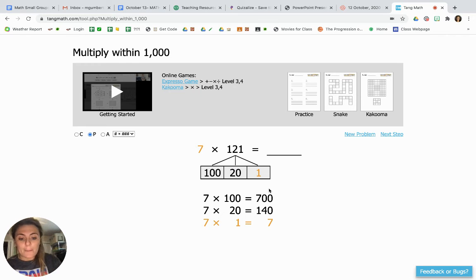Now I have all of my partial products right here. My final step is to add them together. So I'm going to add 700 plus 140 plus 7. And that gives me 847. So that's how you do the partial products with 1 by 3 digit.